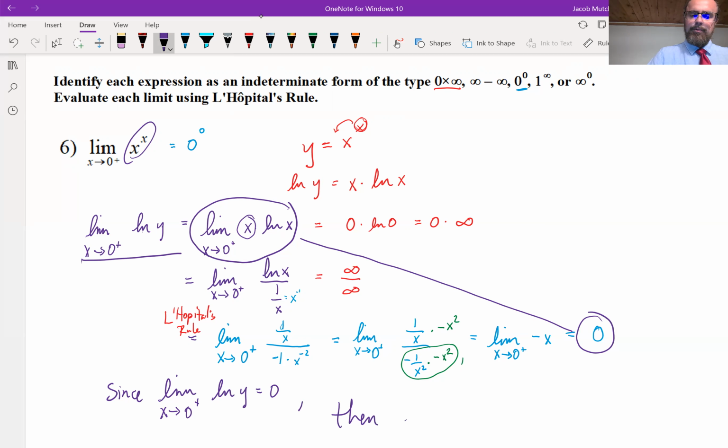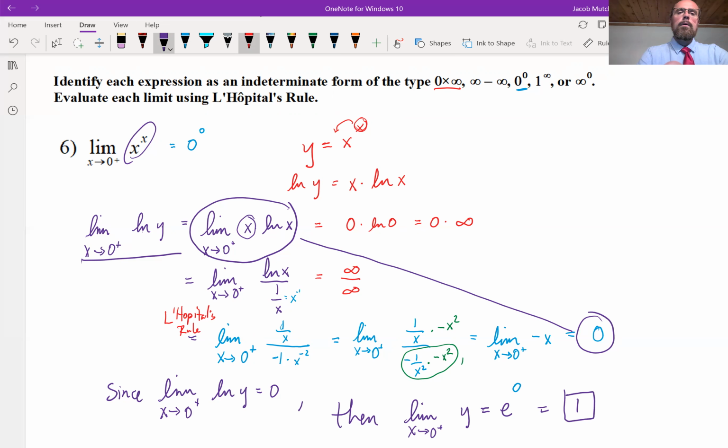The limit as x approaches 0 from the right of just y is going to be equivalent to e to the power of that limit, and the limit we found was 0, so I'll plug that in. And that I can actually evaluate. That equals 1. And that completes our limit here.